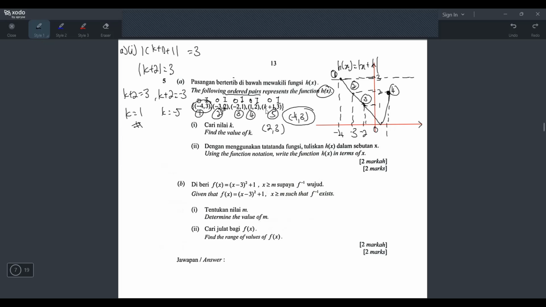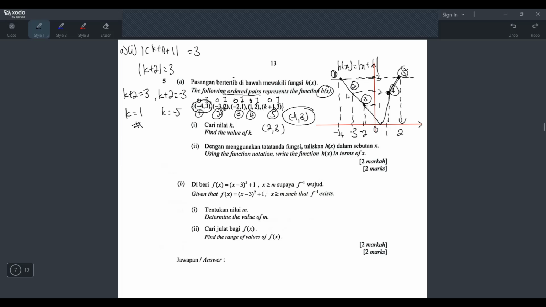Because if the k is -5, then this point and this point is the same point already. So the k must be 1, right? It means the 0.5 will denote here, right? And the x coordinate of this point is 2, right? So the k must be 1, so that 1 plus 1 becomes 2. So this is point number 5.